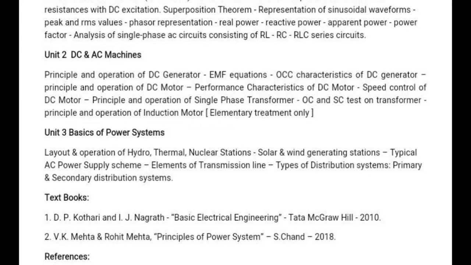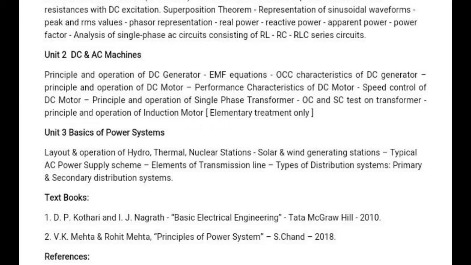Based on the formula, the speed control methods are armature resistance control, armature voltage control, and flux control. Three methods are there to control the speed of a motor. For below rated speed, the armature control method is used, whereas above rated speed, the flux control method is used.